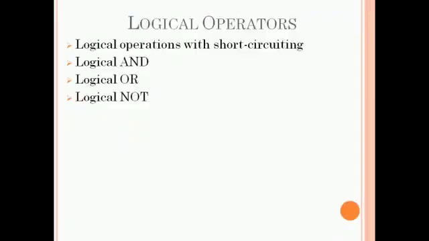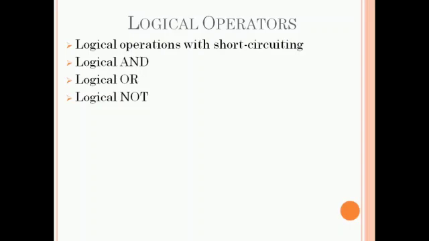Let's start with logical operators. Logical operators are divided into logical operations with short-circuiting, which includes short-circuiting logical AND and short-circuiting logical OR, then logical AND, logical OR, and logical NOT. First one is short-circuiting logical AND and short-circuiting logical OR. In the list you can also see logical AND and logical OR.